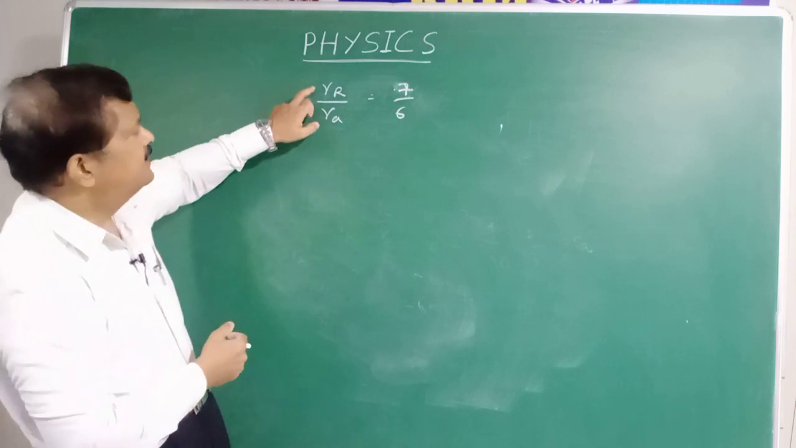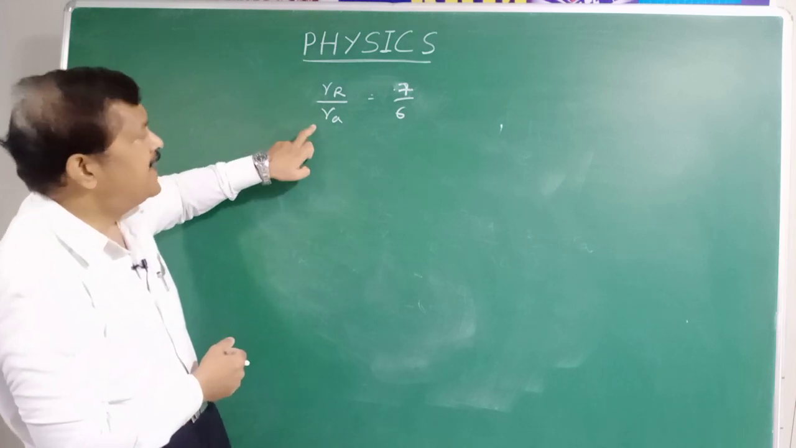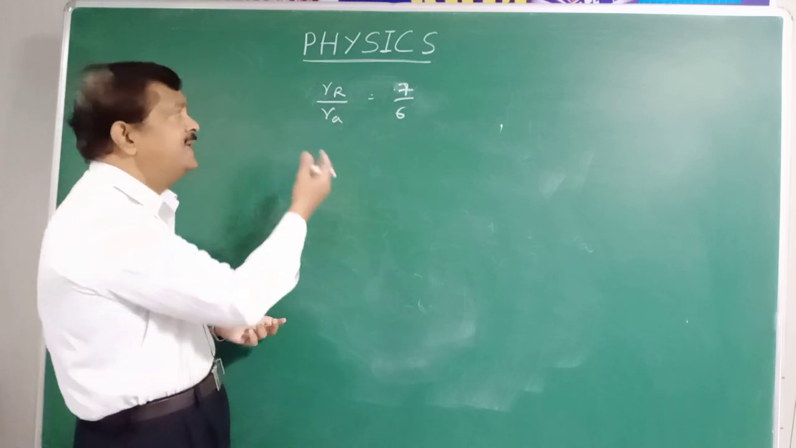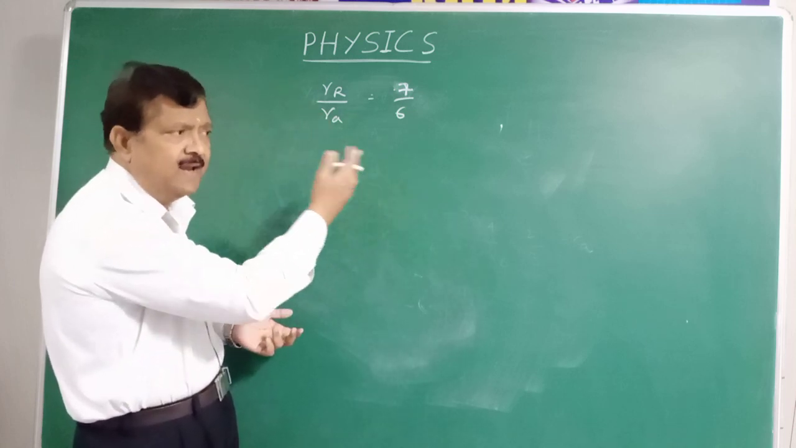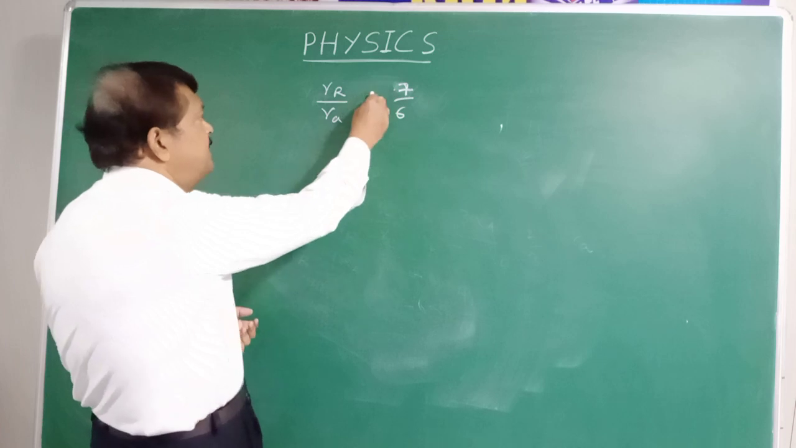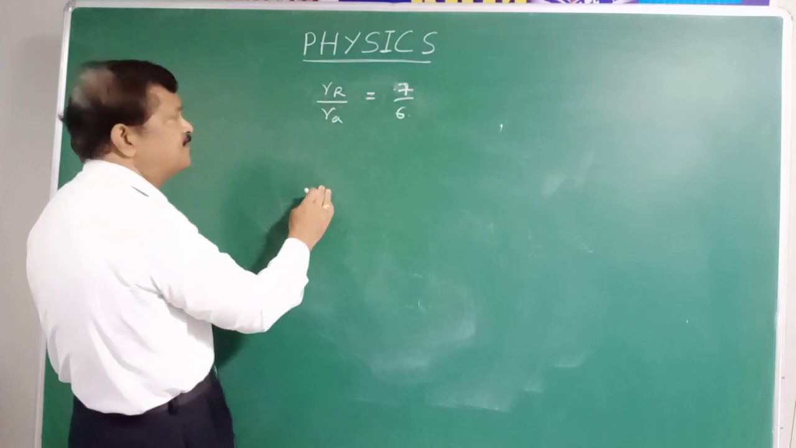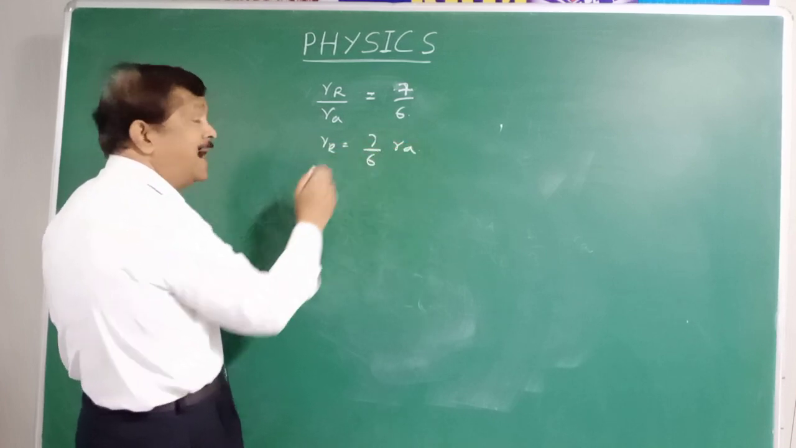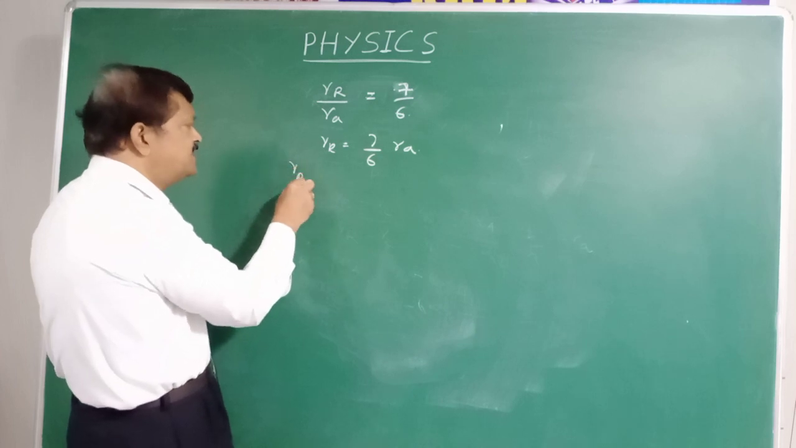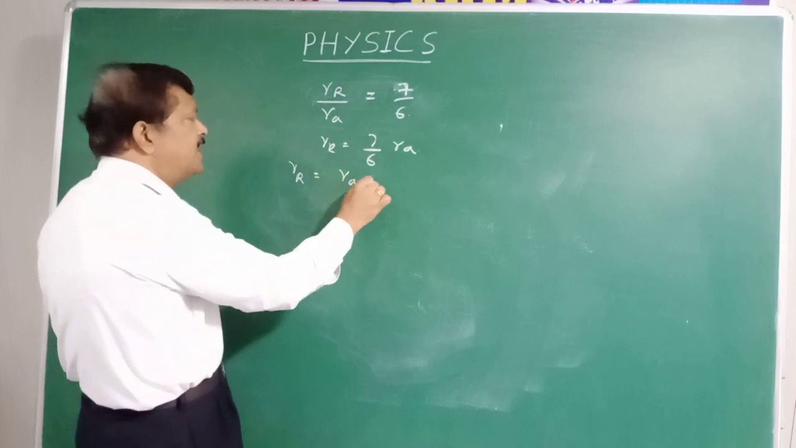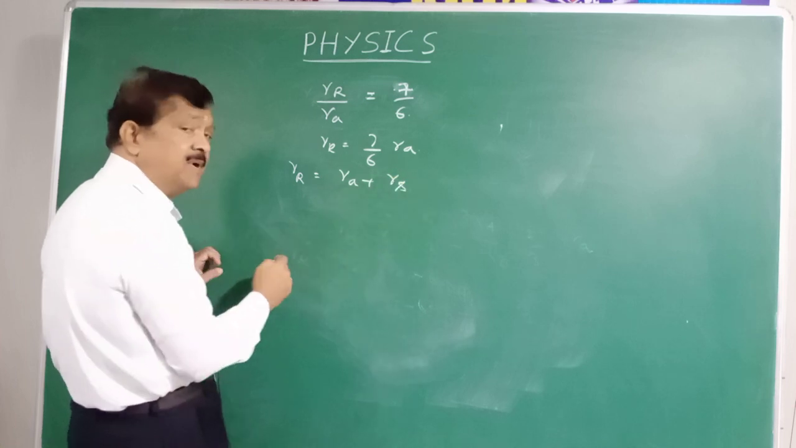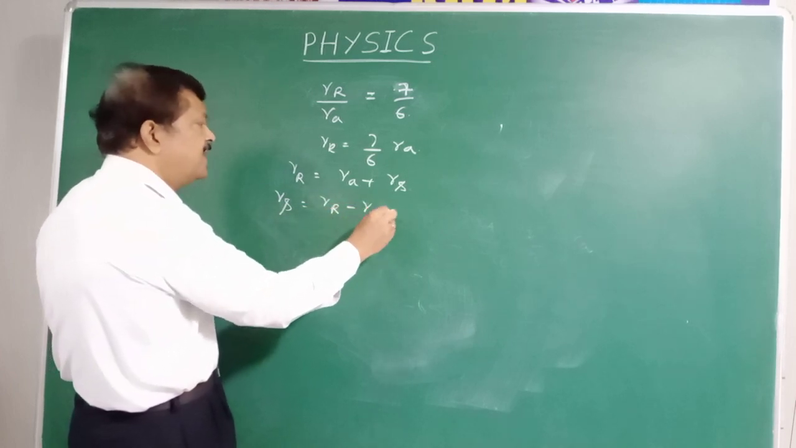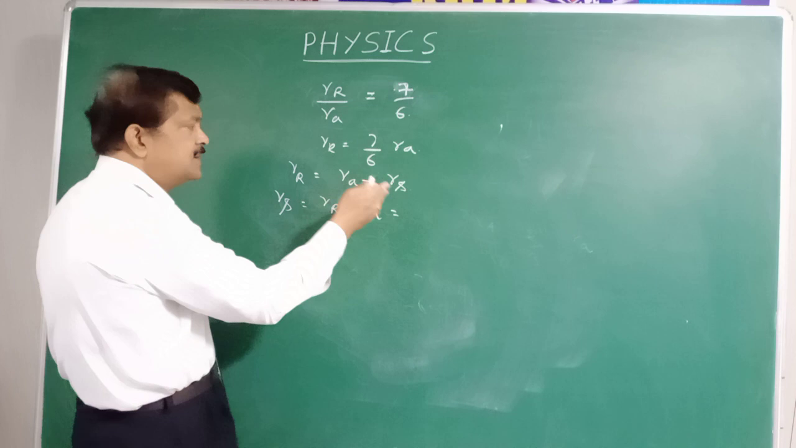If the ratio of the two expansions, real and apparent, is 7:6, we can express the value of alpha either in terms of gamma R or in terms of gamma A. In any way we can consider. So the two coefficients of expansion are in the ratio 7:6, so you can say gamma R equals 7/6 times gamma apparent. As per the standard equation, the coefficient of real expansion is gamma A plus gamma of the container, or gamma of the solid. So gamma of the container is gamma R minus gamma A, the coefficient of apparent expansion. Substitute values.